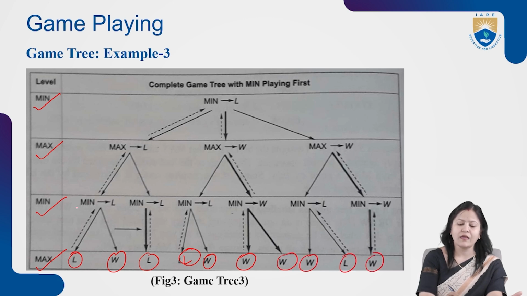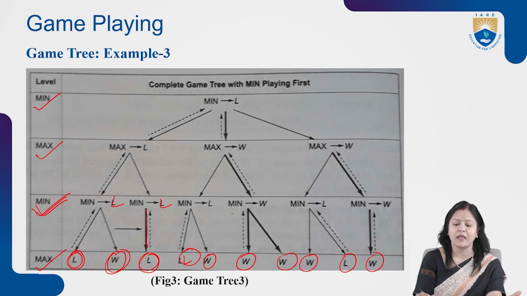So now we have to calculate the non-leaf nodes in the min layer, because from the leaf nodes we have to propagate the status level to the next level. One successor is L, another one is W, and it is in the min layer, so the status would be L. Here only one successor is there, which is L, so definitely the status would be L. Here one L, one W, so the status would be L. Here two W's are there, so the status would be W. Here one W, one L, the status would be L. Here one W, definitely the status would be W.